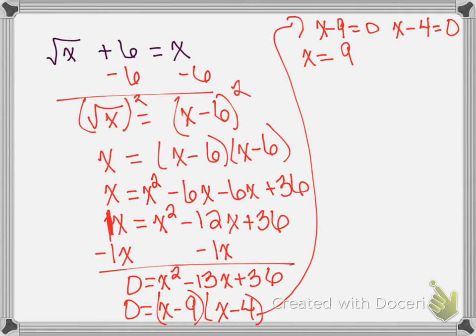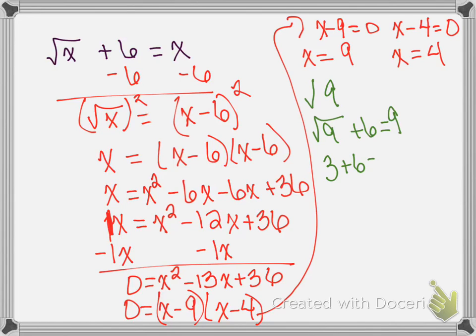Now, before we're done, what do we have to do? We got to check it. If we don't check it, we may miss an extraneous solution. So I'm going to check 9 first. The square root of 9 plus 6 equals 9. Square root of 9 is 3 plus 6 is 9. Does it work? Yes.